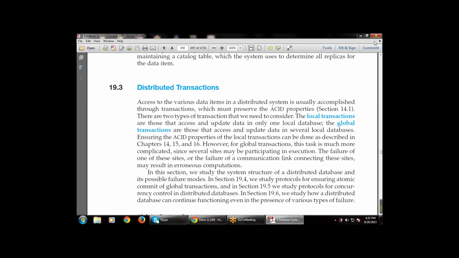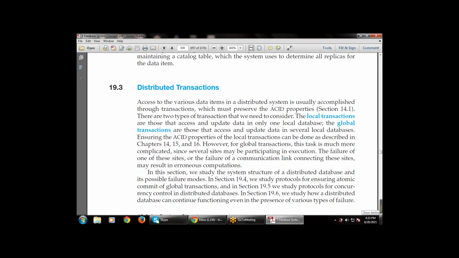A local transaction can access and update data in only one local database. That is, only one local database can be accessed or updated by a local transaction. And global transactions are those that access and update data in several local databases. That is, they are used to access various data, or to update various information, in multiple databases. Ensuring the ACID properties of the local transactions is covered in chapters 14, 15 and 16: atomicity, durability, consistency and isolation.